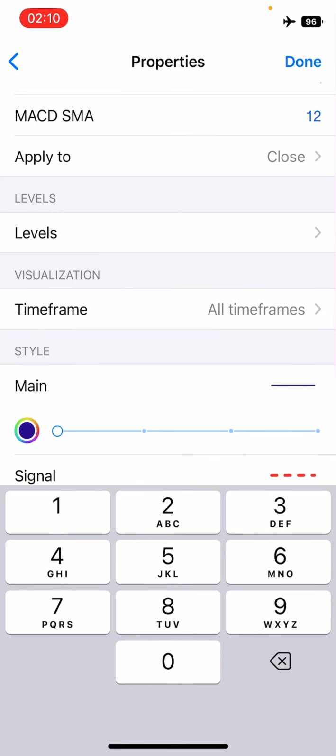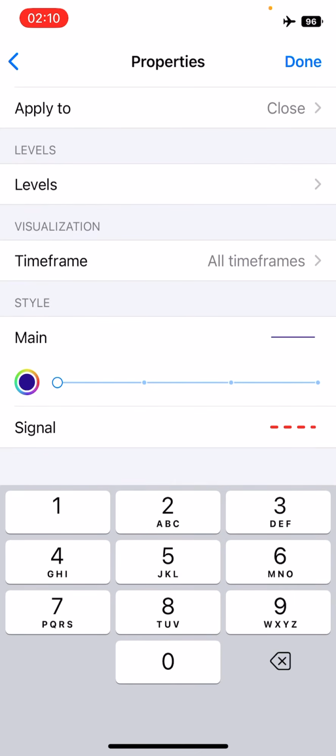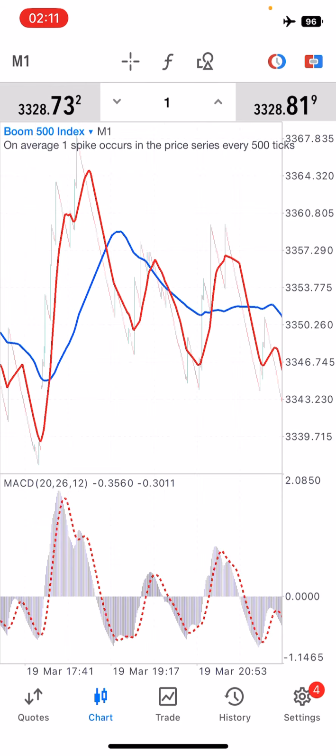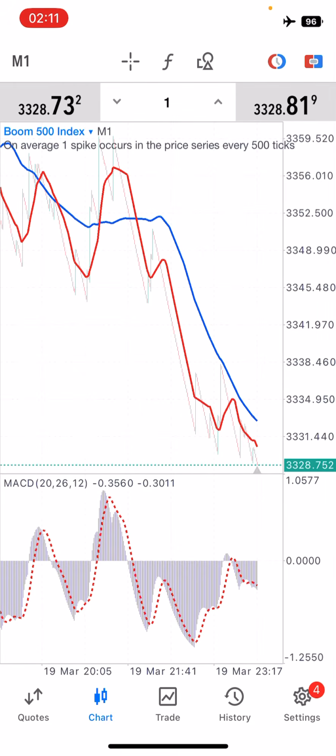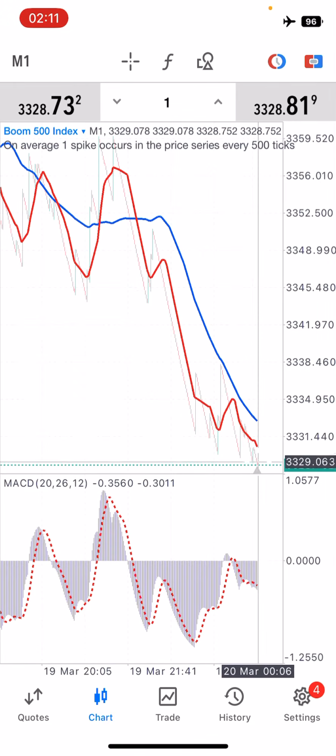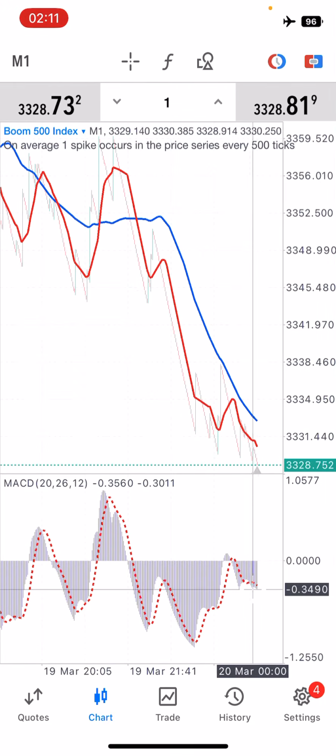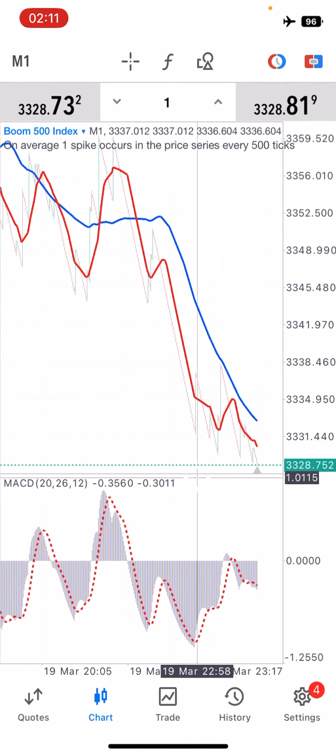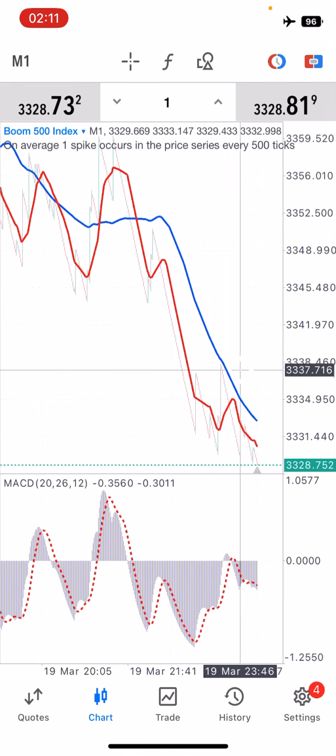And then on the styling, I chose the paper one color for my main, and then the signal has the red line. Okay, and then click done. Now I want you to take note of this, how my price is aligned with my current position of my MACD. This is because of that zero that we placed.